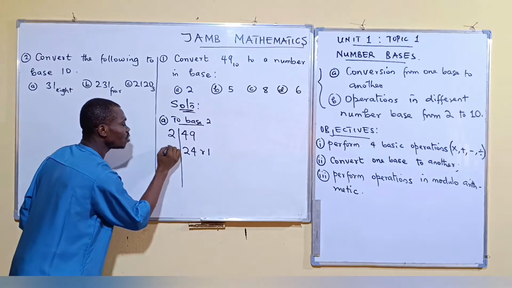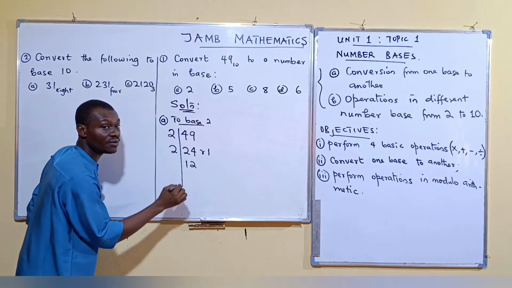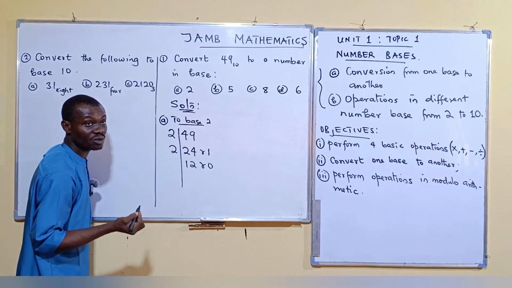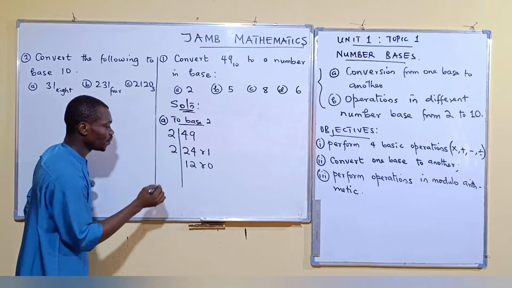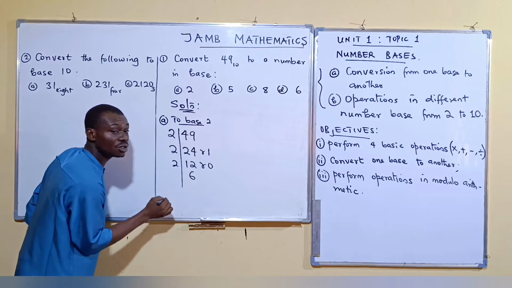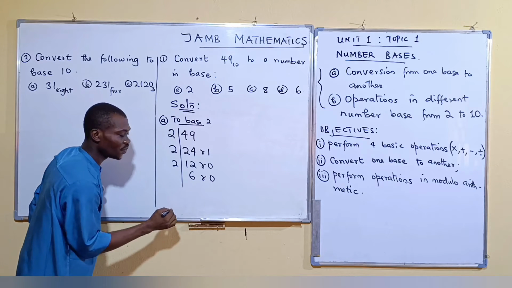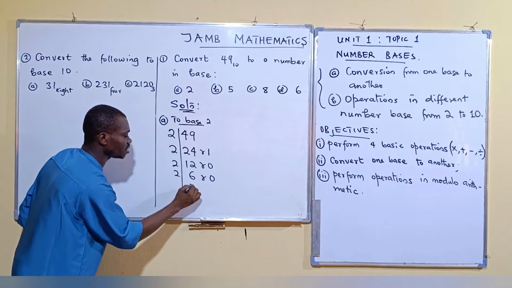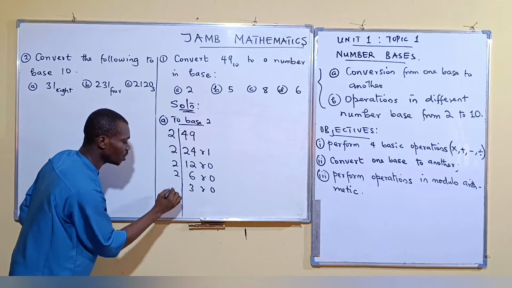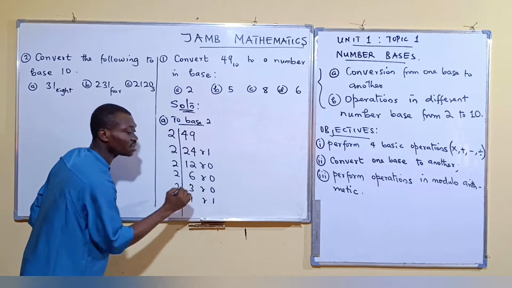Okay, so you will go again. 2 divided into 24, you have 12. Is there a remainder? No. So your remainder is 0. So when there is no remainder, that's 0. Okay, you go again, because there's still a value here. 2 into 12 is 6, and the remainder again is 0. And 2 into 6 is 3, and the remainder again is also 0. Then you keep going. 2 into 3 is 1, and the remainder here is 1.